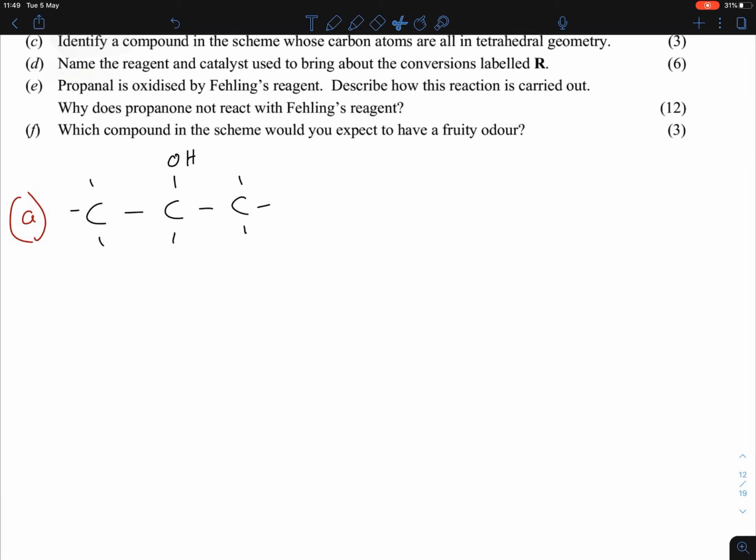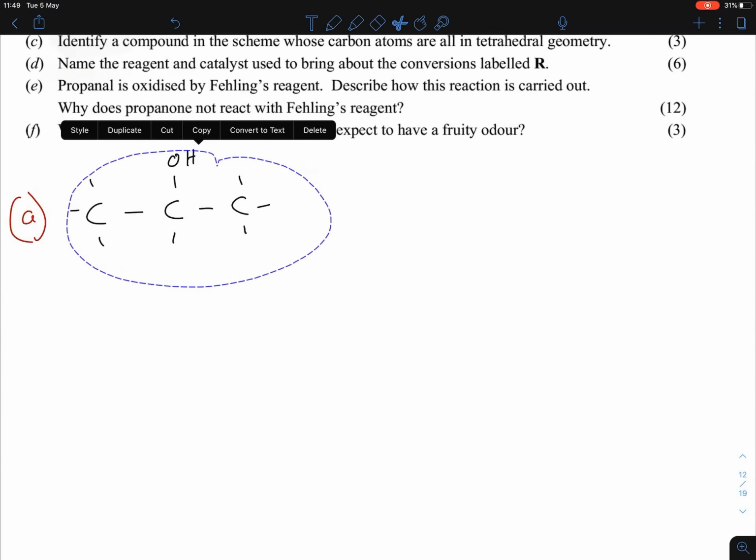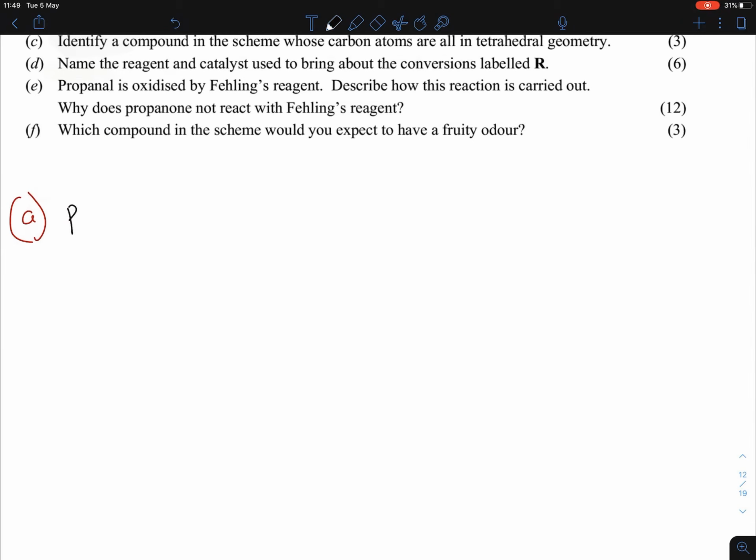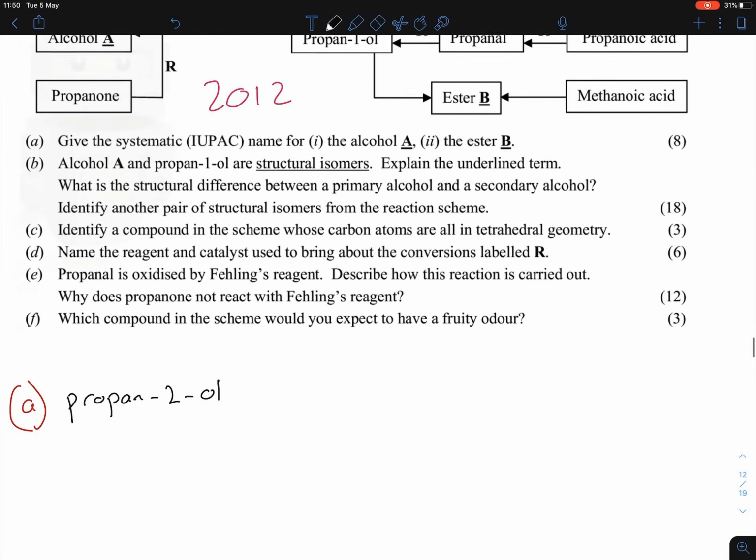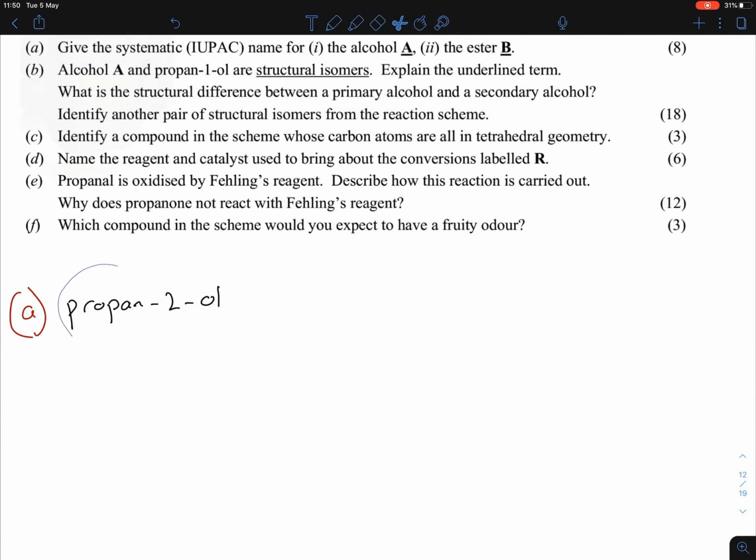Okay, so if we're naming it, and I'm going to get rid of it now, it's going to be propan-2-ol. You have to put in propan-2-ol. Okay, and that's for part I. I should just move that out a bit there.